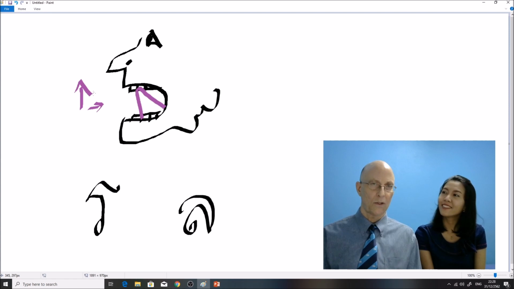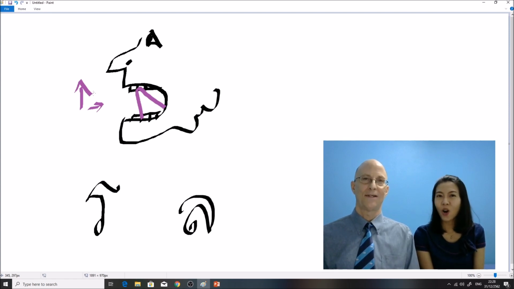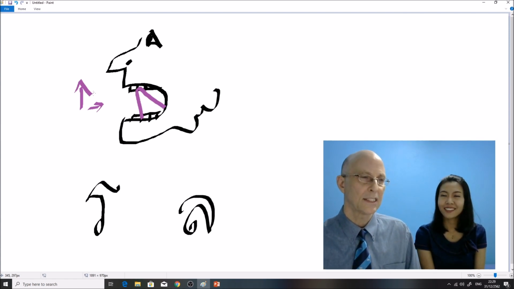I would like you to make the ra rua sound. Now make the la ling sound. If you notice, the tongue is in the same position. The tongue is up and behind the teeth, touching the top of the mouth in both ra rua and la ling.